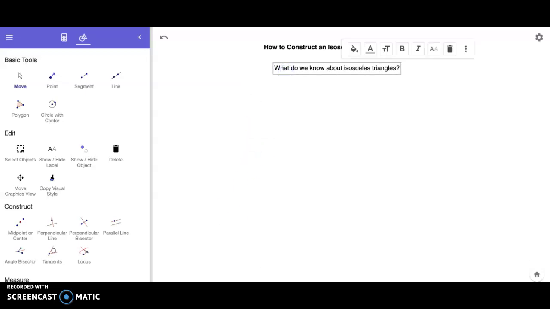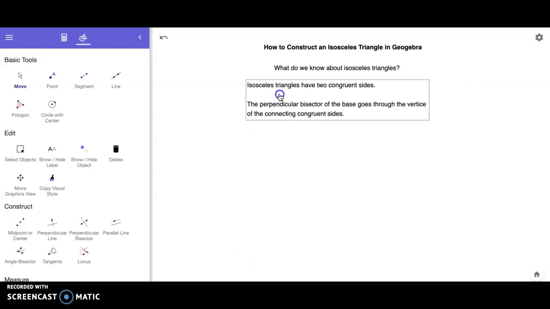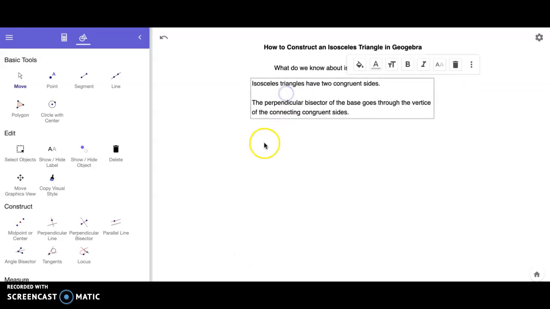Well, we know that isosceles triangles have two congruent sides, so this differs from an equilateral triangle where all sides are congruent, but on this specific triangle, only two of the three sides are going to be congruent. And we also know that the perpendicular bisector of the base goes through the vertex connecting the two congruent sides.